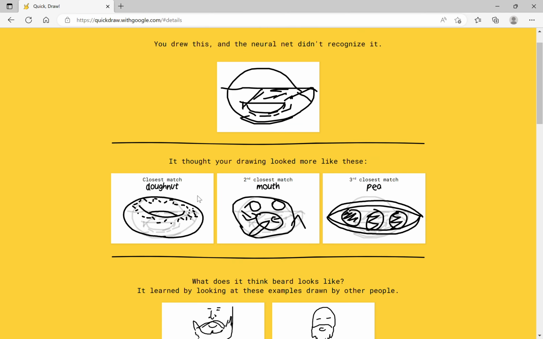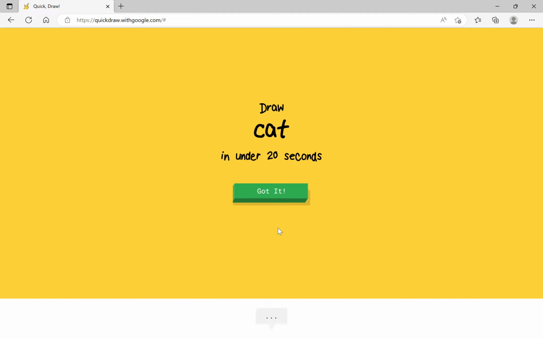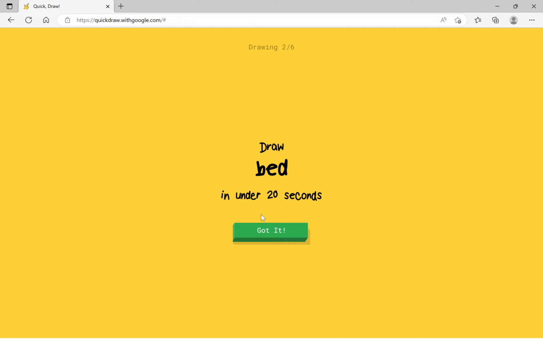Oh. Okay, oh, that's. I see circle. I see smiley face. Or pond. Or donut. Or swimming pool. I see rhinoceros. Oh, I know. It's cat. I see line. Oh, I know. It's bed.